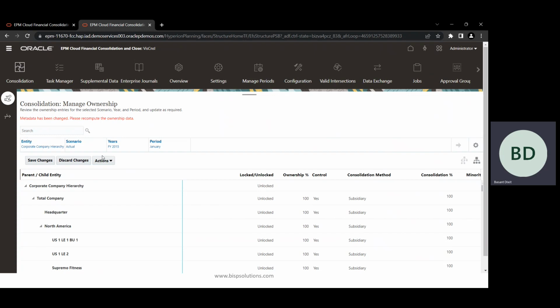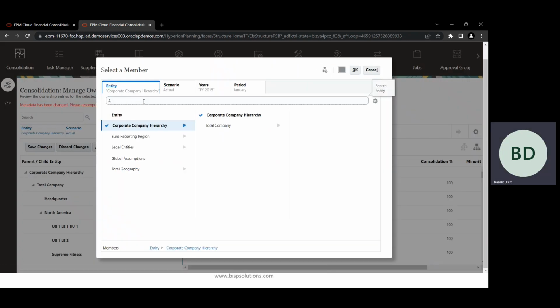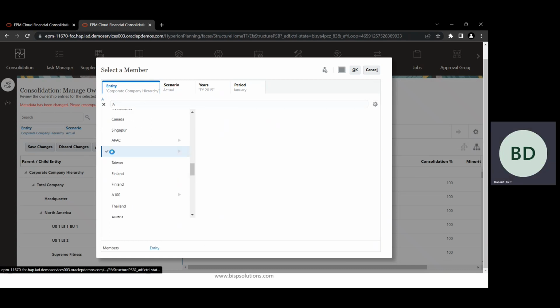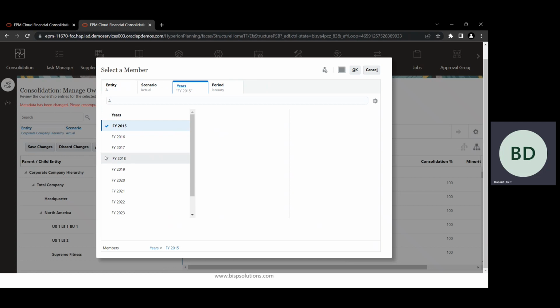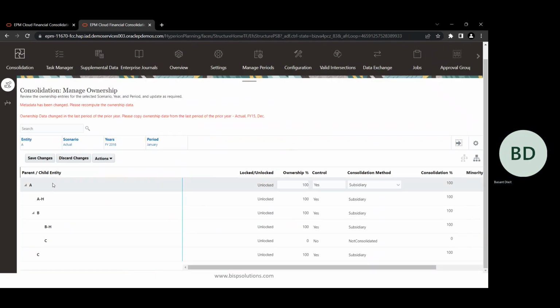Okay, so we have just added the entities. That is why it is saying that metadata has been changed. So let me choose my entity. That is A. Scenario is actual, period is January, and year is FY18 in my case, financial year 18. I will select that and click on the go arrow. We have to copy the ownership list data and all the things. For the time being, I just want to tell you how we can define the ownership structure.